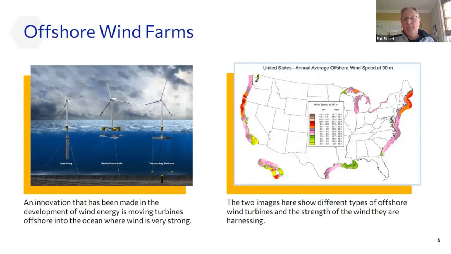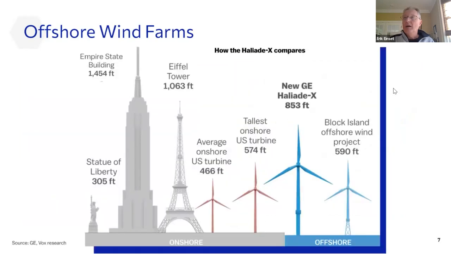In fact, my company is very active in designing that. For offshore wind, I had mentioned that you can get larger and larger turbines. This just shows you a scale of one of the more recent designs, something called the Haliade X, which is a GE turbine. You can get an idea of how big these things are.